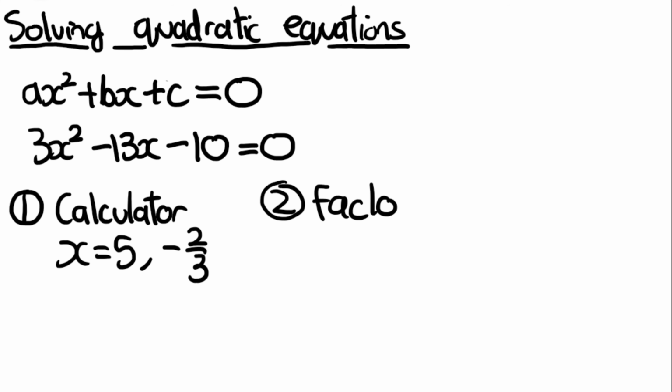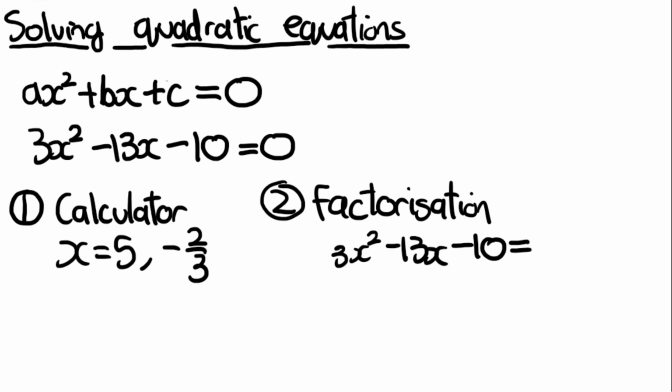The second way to do it is factorisation. Now, to be honest, there isn't really much use of doing it this way because you might as well just put it into the calculator. But I'll go over it quickly. Obviously, we went over it in the previous video, which was chapter 1. So we'll write out the equation again, which is 3x squared minus 13x minus 10 is equal to 0.